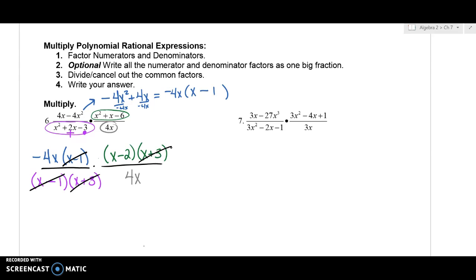Can the 4x be canceled? The 4x can be canceled, the negative can't. So I'm going to cross out the 4x, but then circle that negative. The negative doesn't cancel, but the 4x does. You can think of this as negative 1 times 4x. So the negative 1 is still there, the 4x can cancel out. So what's left? We have negative on the top, and we have x minus 2 left on the top. And that is definitely simpler than what we started with.